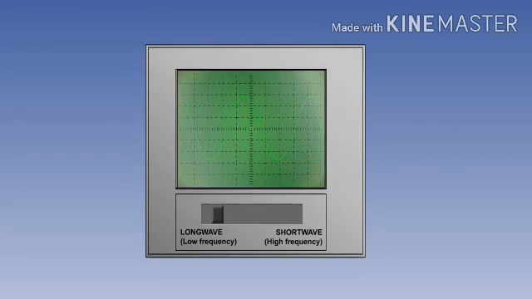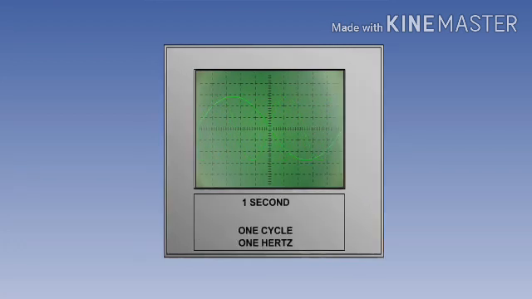The number of cycles per second is known as frequency and is measured in hertz. The device used for displaying frequency is the oscilloscope. So, if one cycle of a radio wave takes 1 second to be completed, the wave will have a period of 1 second and a frequency of 1 hertz.